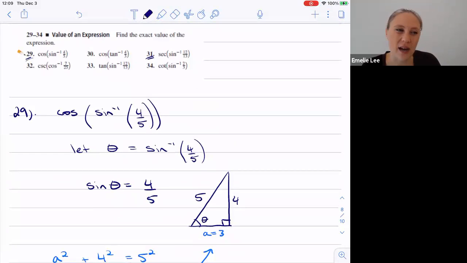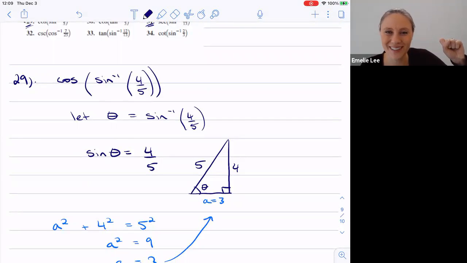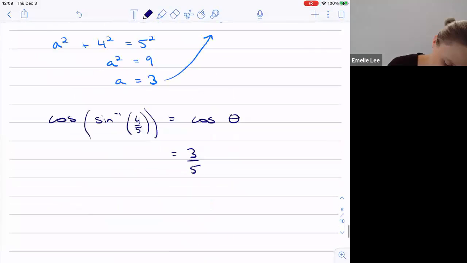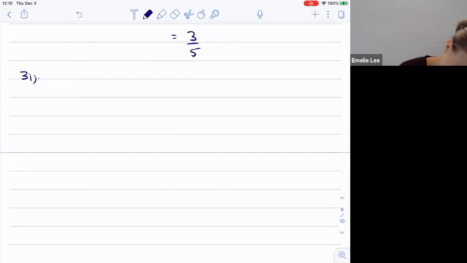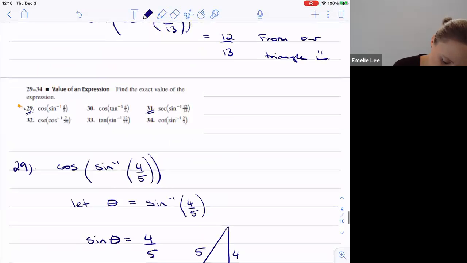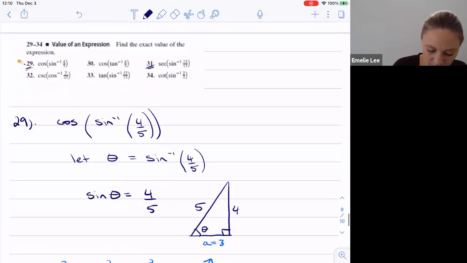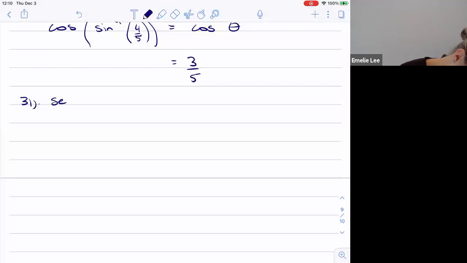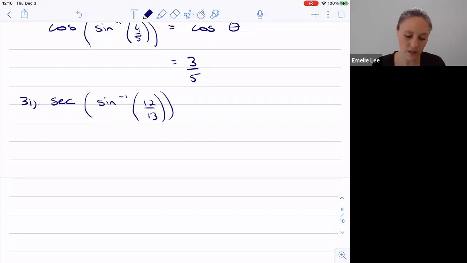Let's do 31, just so we have it. Last question of the term. So 31, we've got the secant of sine inverse of 12 over 13. So again, I'm going to let theta be sine inverse of 12 over 13 to figure out what my triangle looks like, and then I can do the secant.